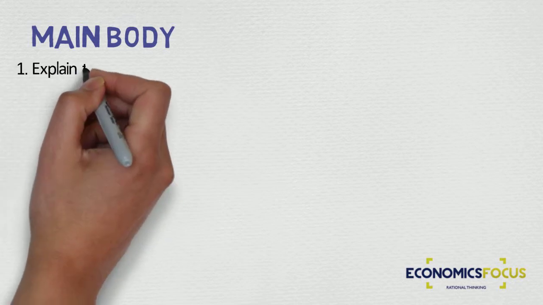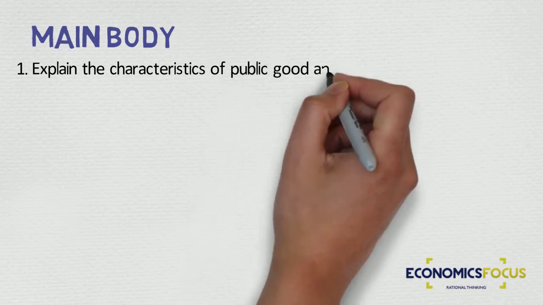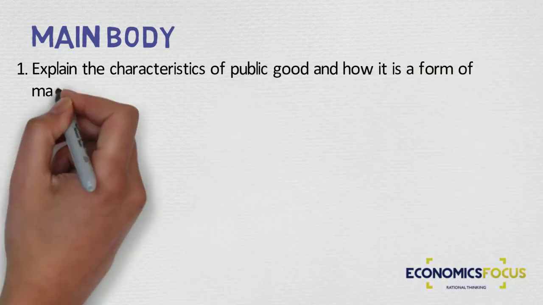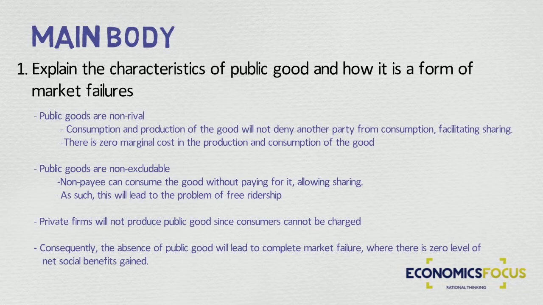Moving on to the main body, students should take the first perspective to explain the characteristics of public goods and how it results in market failure. So students should firstly describe the two characteristics. Firstly, public goods are actually non-rival. This implies that the consumption and production of the good will not deny another party from consumption, and this actually facilitates sharing. In this case, there is actually zero marginal cost in the production and the consumption of the good.